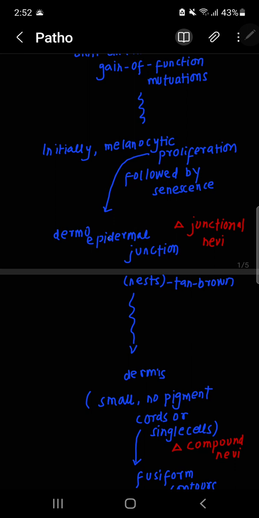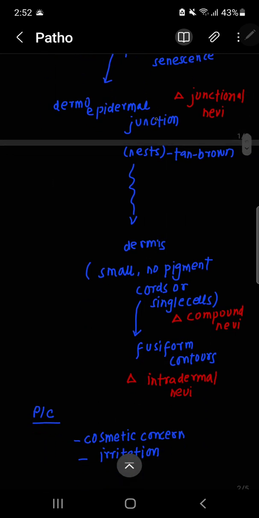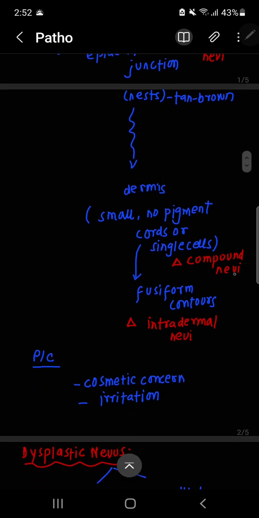The proliferation basically takes place along the dermo-epidermal junction. The cells over there are in the form of nests, and they have a lot of melanin pigment, so they are tan brown in color. Since they are at the junction of the dermis and the epidermis, they are called junctional nevi. Now these cells start moving downwards from the dermo-epidermal junction into the deeper dermis. As they migrate, they become small, lose all their pigment, and change their architecture from nests to cords or single cells. Since they are in the form of cords or single cells, they are called compound nevi.